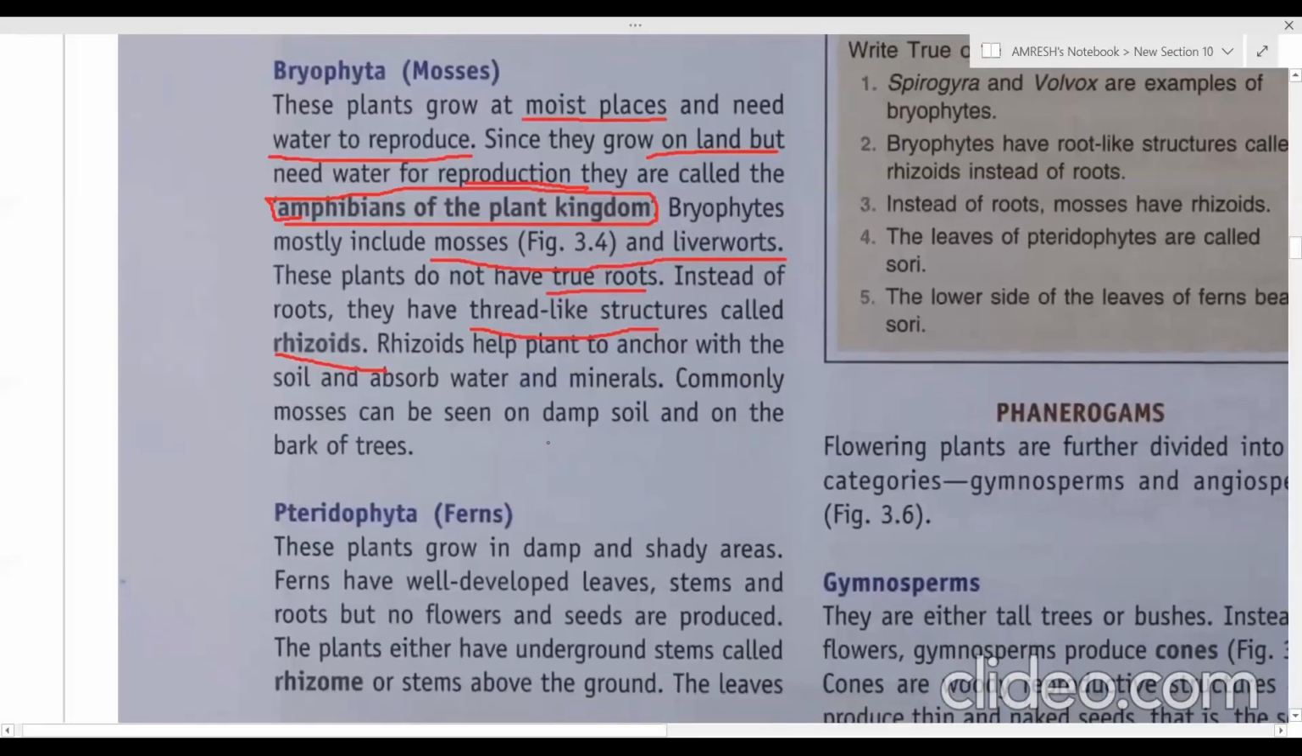Next is your rhizoids. Rhizoids help the plant to anchor with the soil and absorb water and minerals. See, in a normal plant, the root helps the plant in anchoring. Anchoring means attaching the plant firmly to the place they're adhered to.